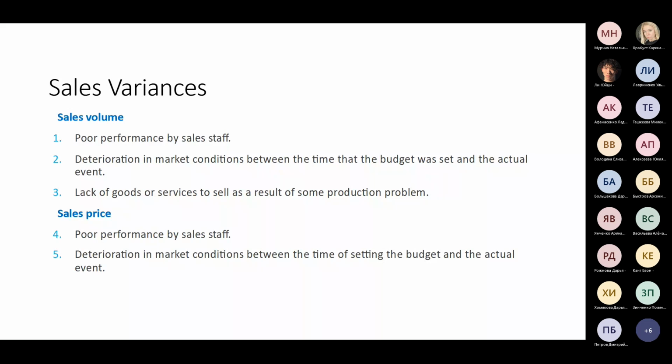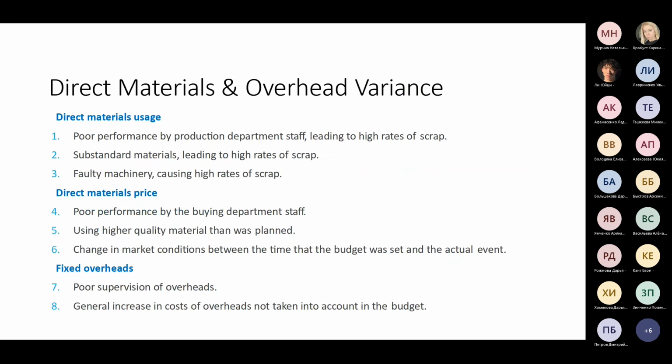Sales price variance may occur because of poor performance by sales staff as well, and differences in market conditions. Direct materials and overhead variance may be split into three basic options. First of all, direct material usage, direct material price variance, and fixed overhead variance. And the reasons you can see on the screen, and they are also related to those basic issues.